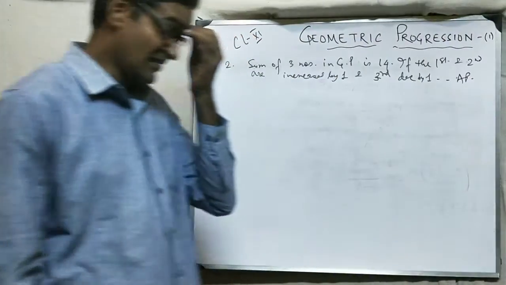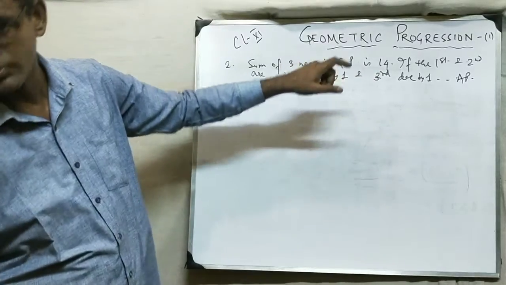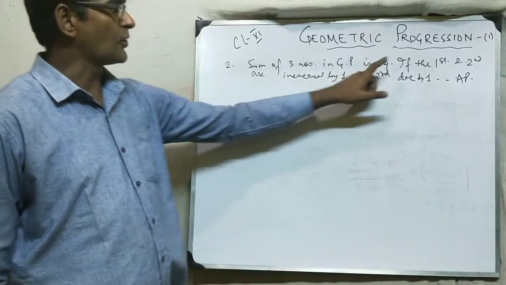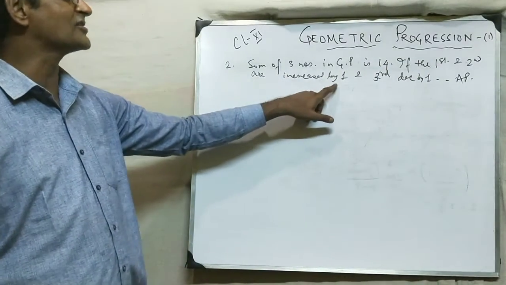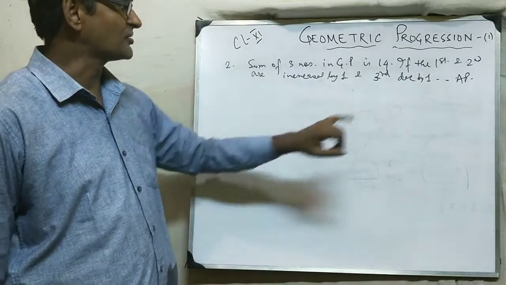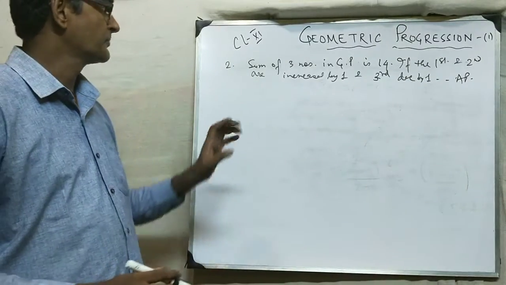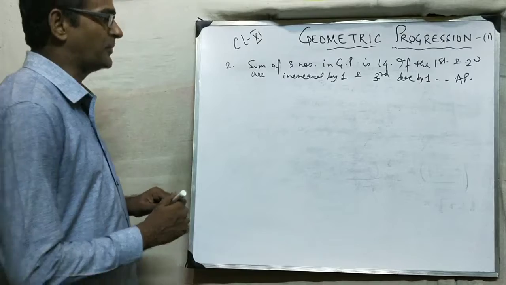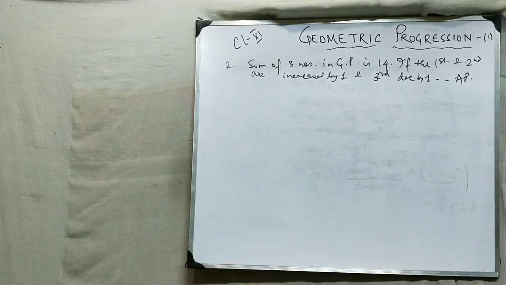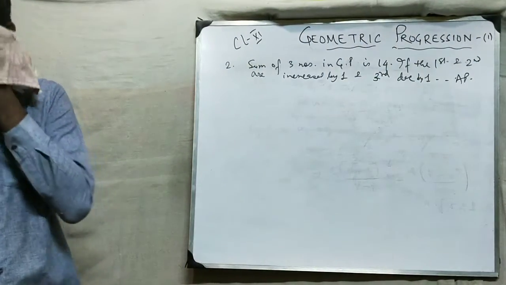See, the question is, we have three numbers in GP whose sum is 14. Now if the first number and second number are increased by 1 and the third number is decreased by 1, then the numbers will become an AP. So let the three numbers be A, AR, AR squared. Okay, let us consider the three numbers to be A, AR, AR squared. Now write.